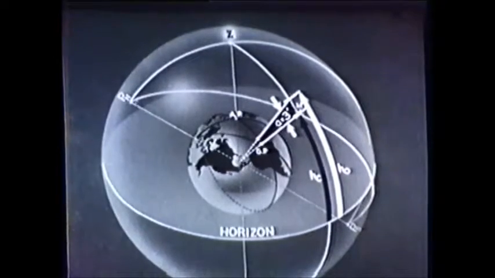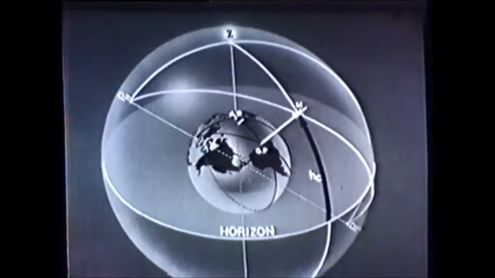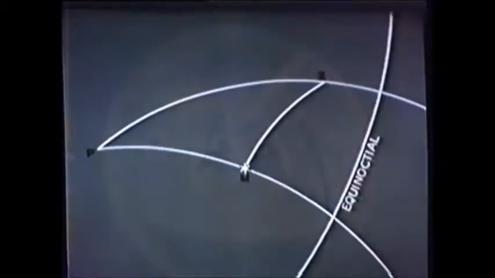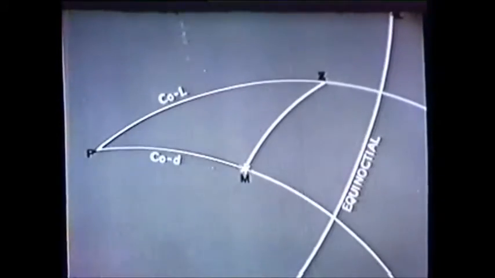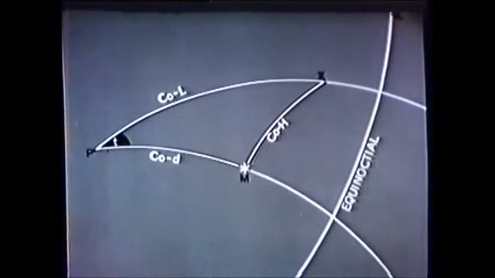Our problem then is the solution of an oblique spherical triangle, where we have given two sides and the included angle, to find this side, the co-altitude, and this angle, the azimuth angle. The solution of the astronomical triangle by modern methods is usually based on dividing the oblique spherical triangle into two right spherical triangles, as right spherical triangles are more readily solved. The astronomical triangle can be divided into right spherical triangles in two ways.